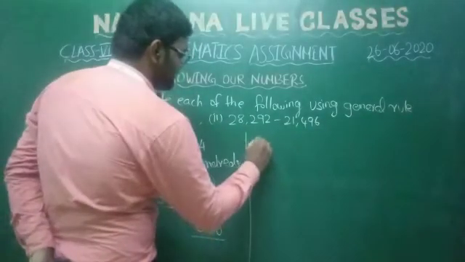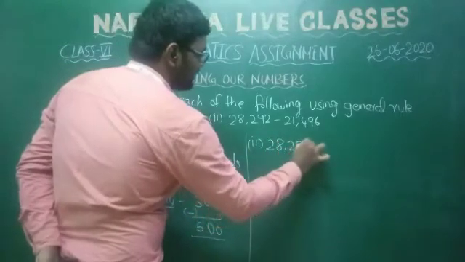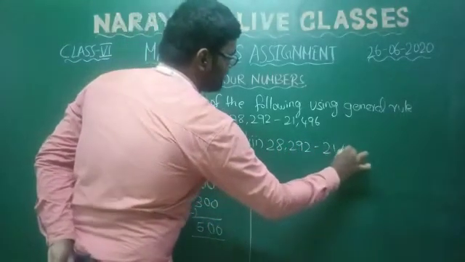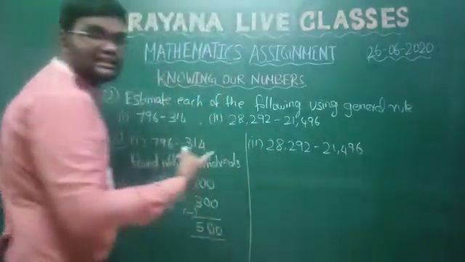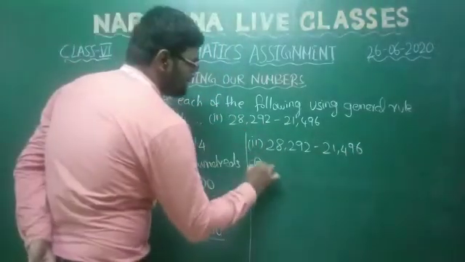Similarly, the second subdivision: 28,292 minus 21,496. This problem we have seen in addition also, same as that. Round off to the nearest 1000.